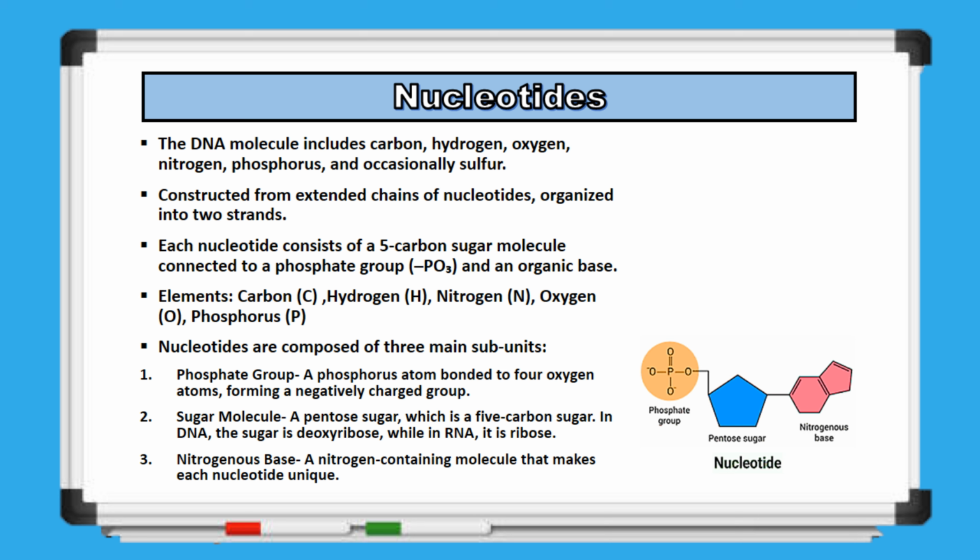Second, there's the sugar molecule. It's a pentose sugar, which simply means it has 5 carbon atoms. In DNA, the sugar is called deoxyribose, and in RNA, it's ribose. The difference between the two sugars affects the structure and function of DNA and RNA.